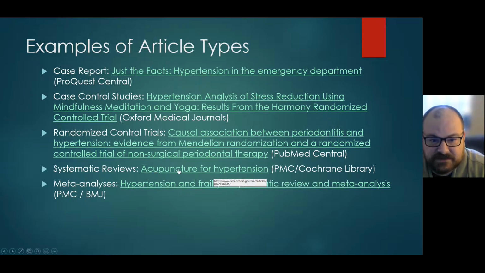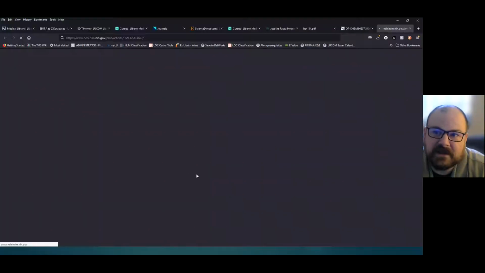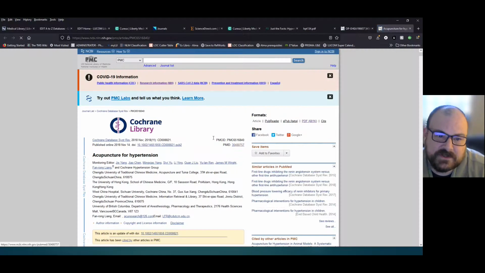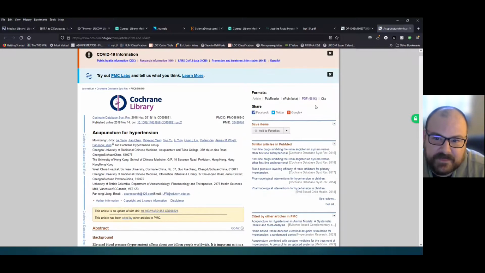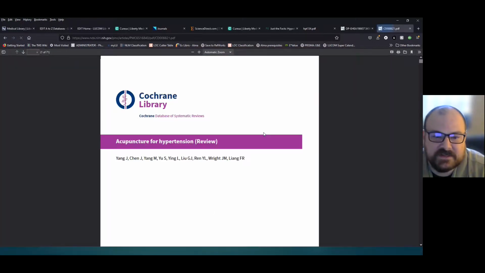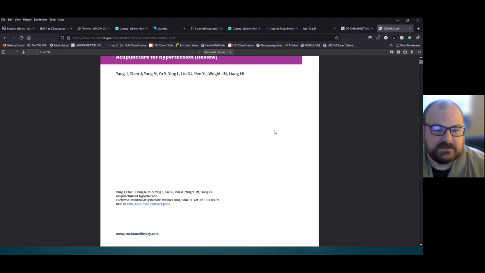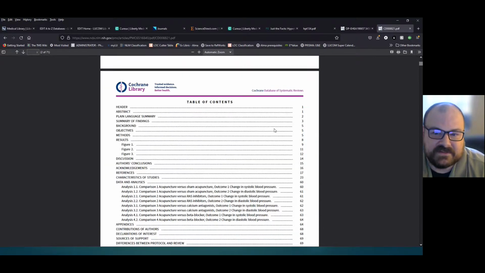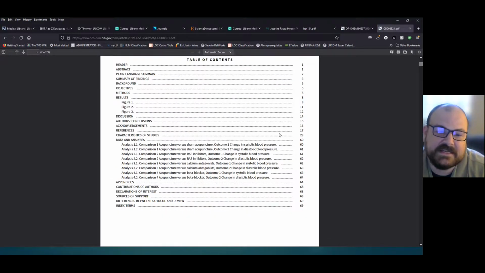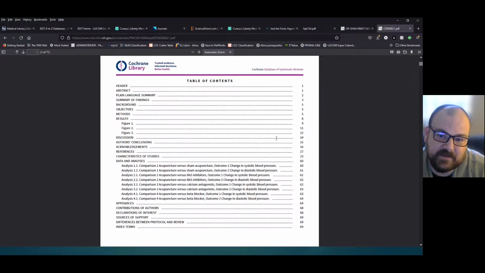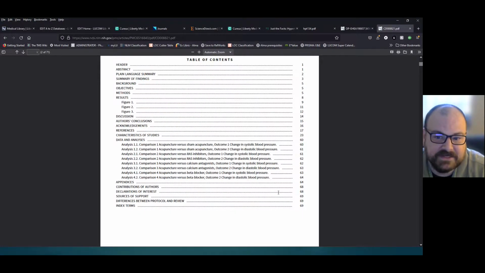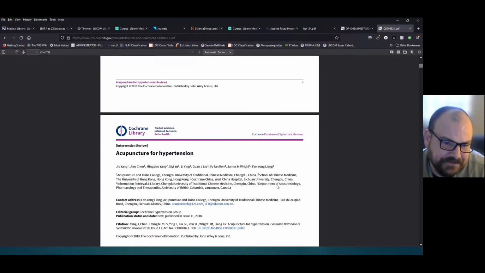This is an example of a systematic review called Acupuncture for Hypertension. And again, this is in PubMed Central, and also here's that Cochrane Library, you'll see. I'm just going to pull up the PDF so we can see an example. This is obviously a very detailed paper. I mean, we're talking about 69 pages in this article.